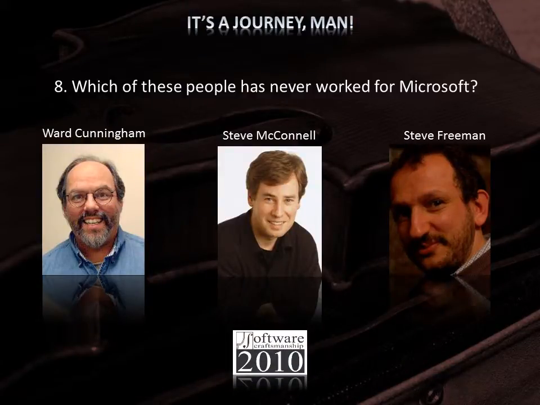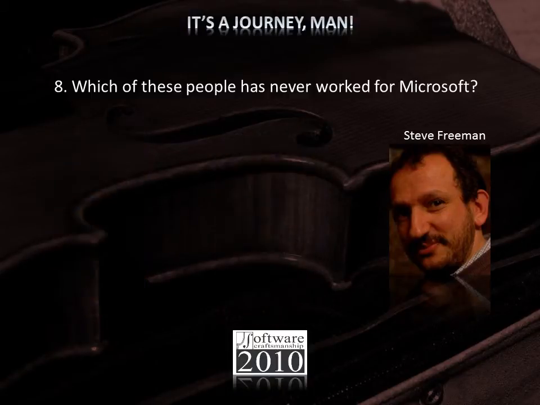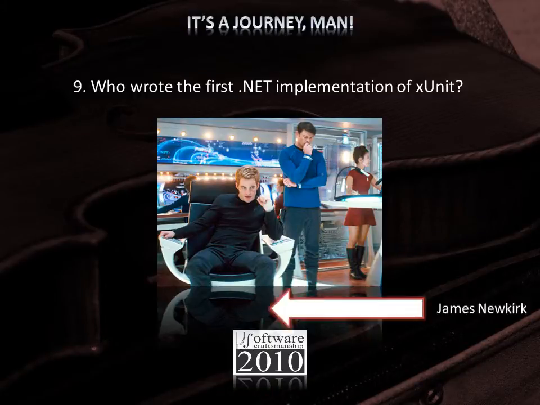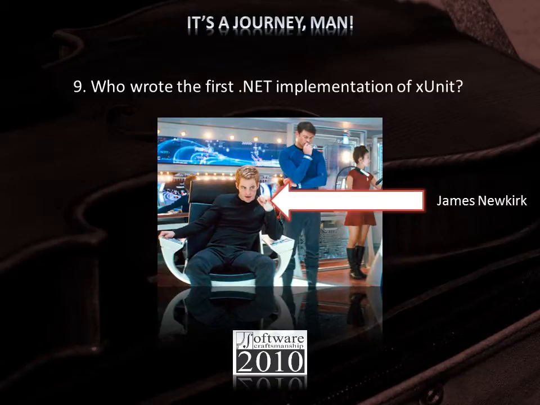Question 8 was, which of these people has never worked for Microsoft? The answer is Steve Freeman. Question 9 was, who wrote the first .NET implementation of XUnit? The answer is James Newkirk.